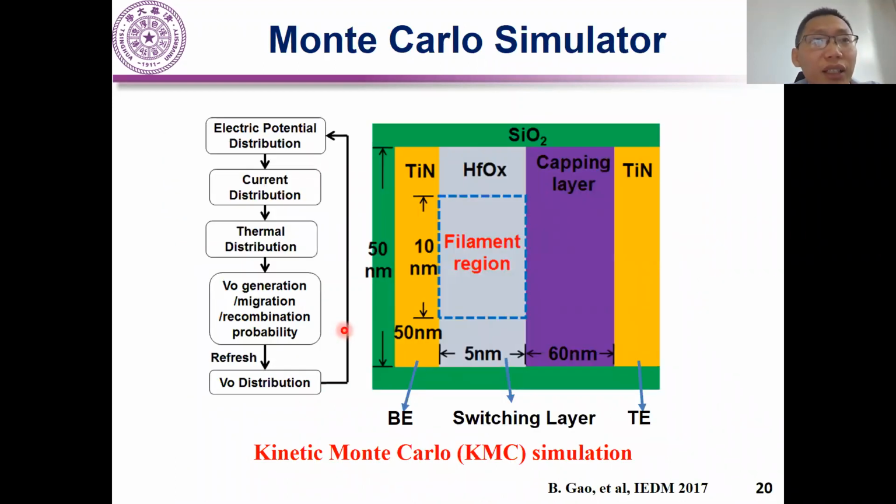So here we develop a kinetic Monte Carlo simulation method. We first construct a device structure. The switching layer is hafnium oxide. There is a capping layer on top of the hafnium oxide layer. Besides, we also consider the top and bottom electrodes, as well as the silicon oxide surrounding the switching layer. So this is a typical RRAM device structure. And the simulation flow is shown here.